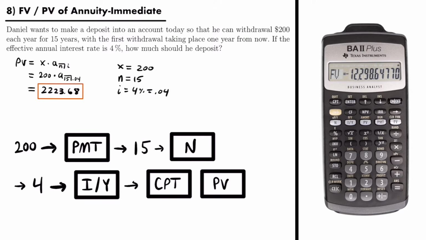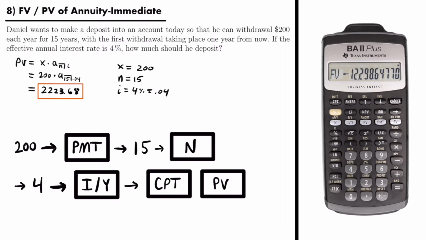All right, so that is looking for a present value because we're looking at how much Daniel needs to deposit today. And we know that the payment amount will be $200 because he wants to withdraw $200 each year for 15 years. And so then N is equal to 15. That is the number of payment periods. And then the interest rate is 4%, which we are told right here. And it is an annual interest rate.